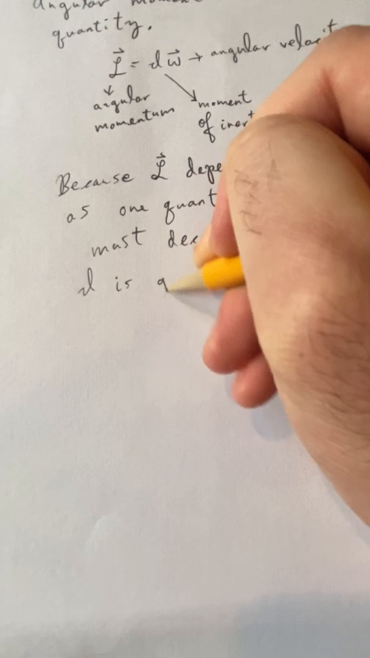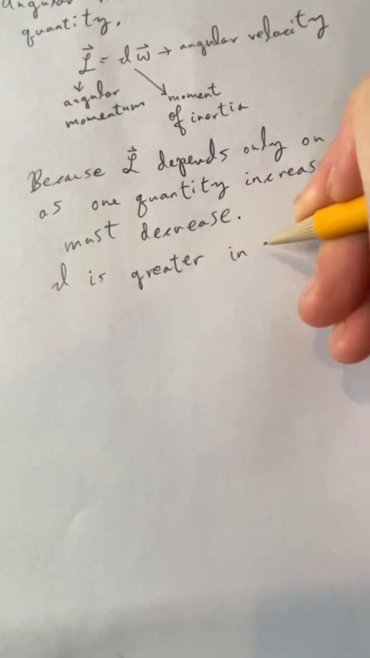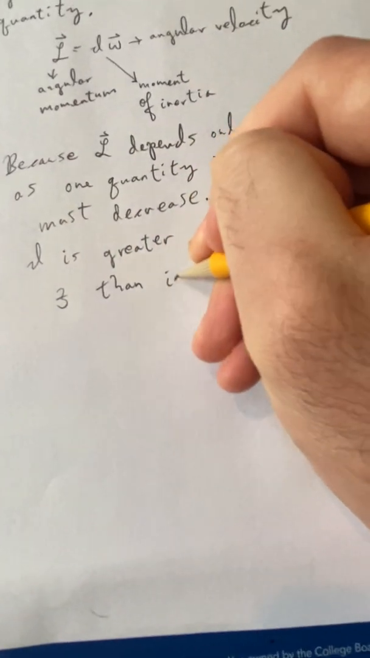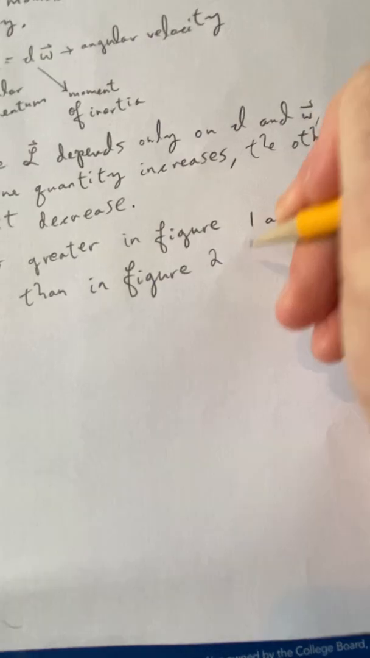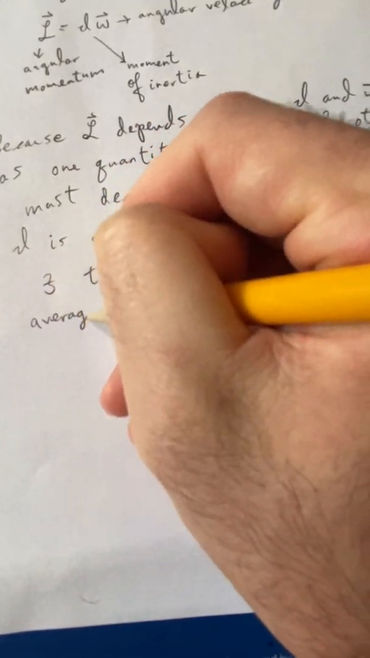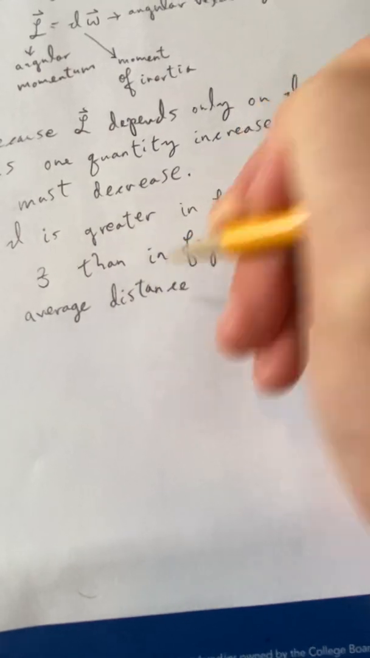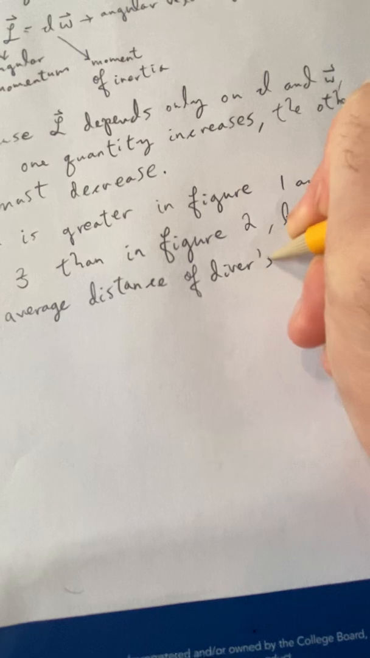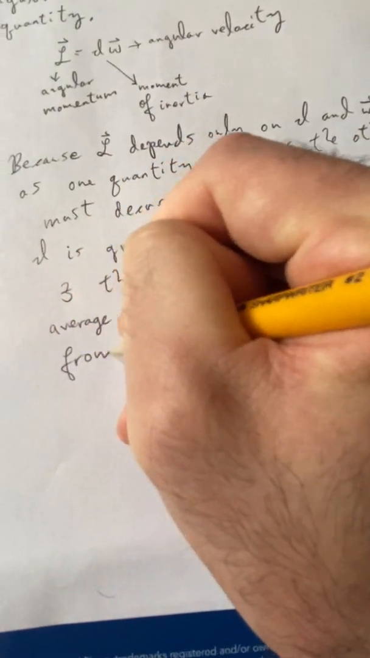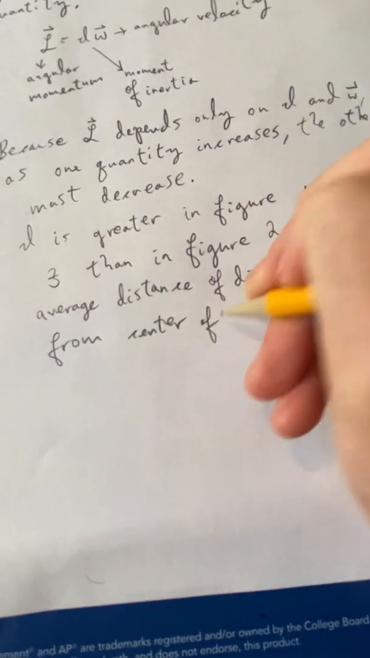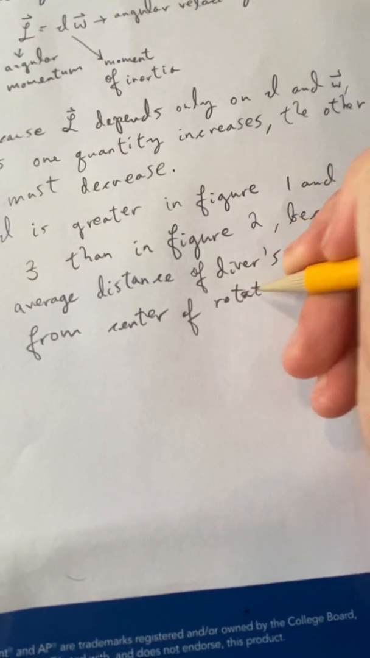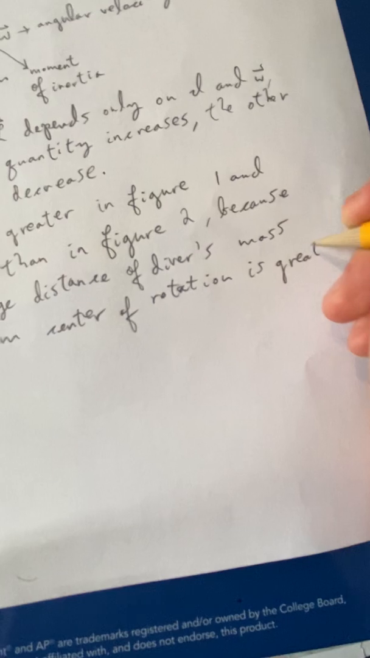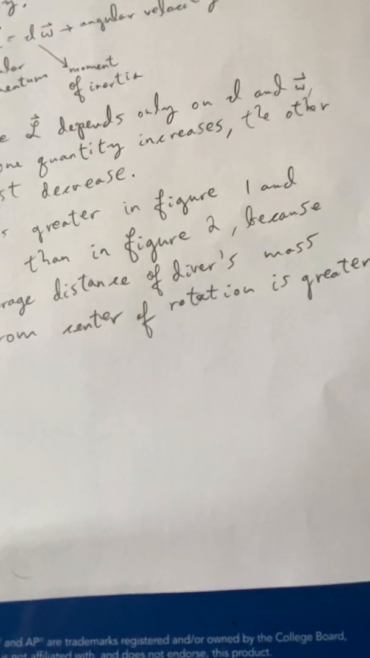So you could say something like I is greater in figure 1 and 3 than in figure 2, because the diver's mass from the center of rotation is greater, because the average distance of the diver's mass from the center of rotation is greater.